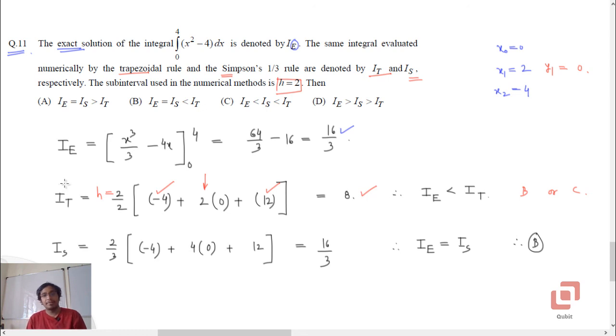So definitely the value that we have got by the trapezoidal rule is greater than the exact value. That is, IE is less than IT, so not A and also not D. It has to be either B or C, and that will be decided by IS.